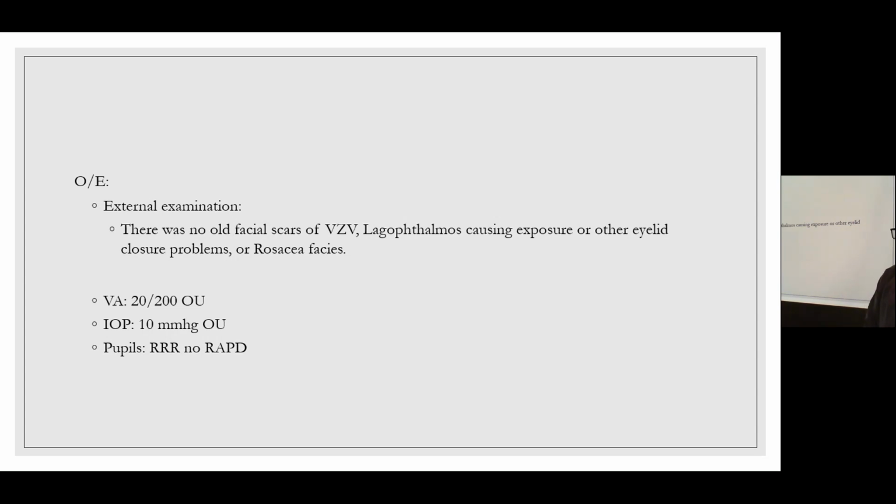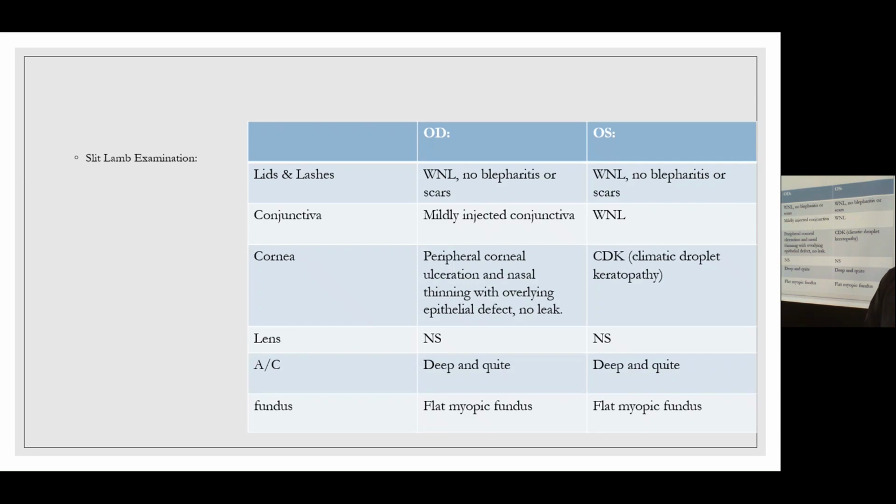In regard for her VA, she had 20-200 OU, and her IOP was 10. And in regard for the pupil, it was round and reactive and no rapid. For the slit lamp examination, her lid and lashes were within normal. In regard for the conjunctiva, in the right eye, it was mildly injected, while the cornea in the right eye had a peripheral corneal ulceration nasally with thinning, and there was no leak, and there was an overlying epithelial defect.